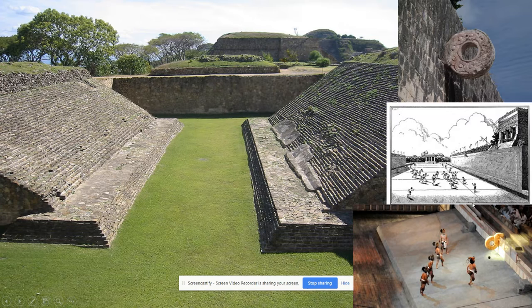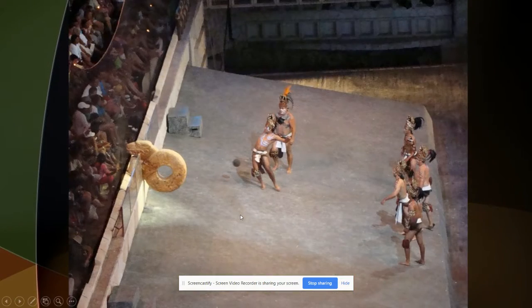Here's the court. This is drawn during the Spanish times. And then they actually play on a slanted slope away from the rectangular field. And it's still played today, so kind of in ceremonies and things like that. There's a net up here. And this, of course, is where you're trying to get the rubber ball through the ring.